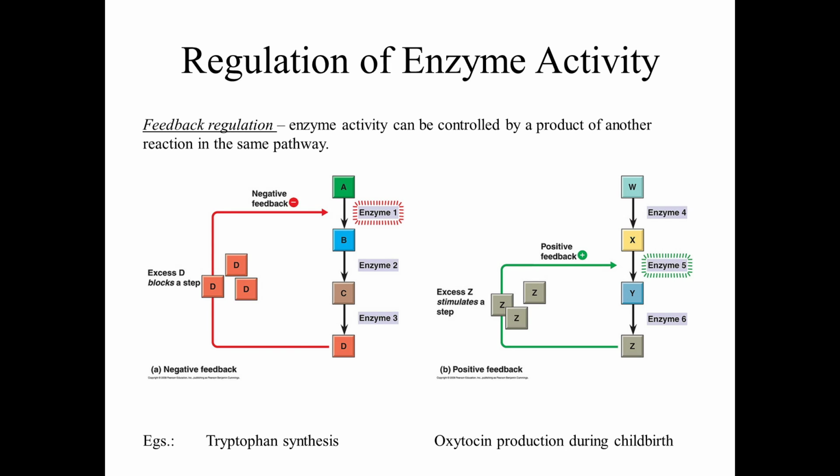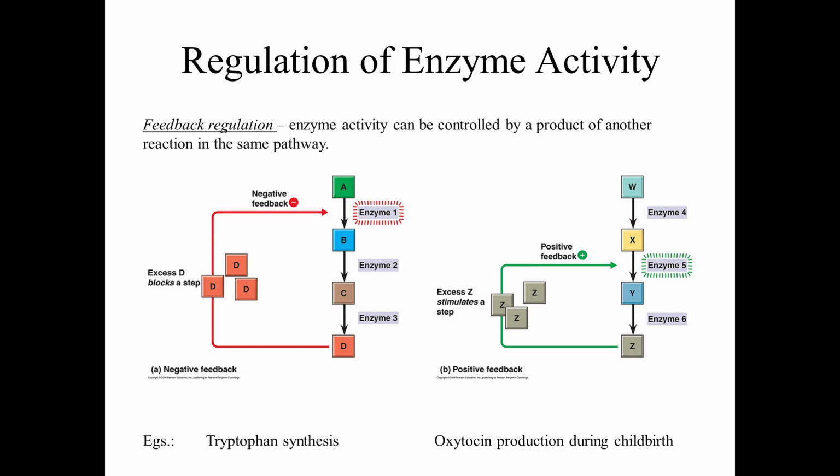Alternatively, on the right is positive feedback. What this does is we have a molecule W turning into X, turning into Y, turning into Z by enzymes 4, 5, and 6. We just number them differently so you don't get confused. They have nothing to do with the ones on the left. In this case, enzyme 5 converts X to Y, and then Y is converted to Z by enzyme 6.